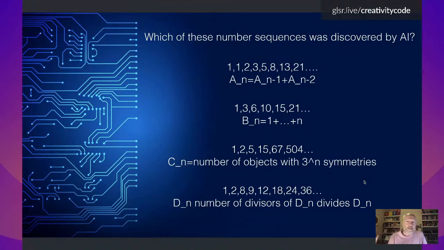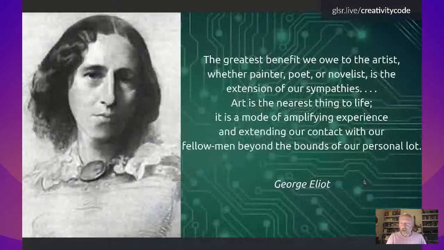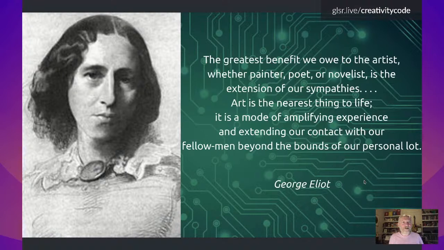And actually, you know what? I think that until AI really has an inner world, a world that it needs to share with us, its creativity really is a kind of tool for us as creatives. But I think ultimately the AI might give us some insights into one of the great scientific challenges, the hard problem of consciousness, because at some point we're going to need to know if the AI we're creating has a genuine inner world. And I think George Eliot said very nicely what art is for. As I said, I think art is about exploring our inner world. "The greatest benefit we owe to the artist, whether painter, poet, or novelist, is the extension of our sympathies. Art is the nearest thing to life."